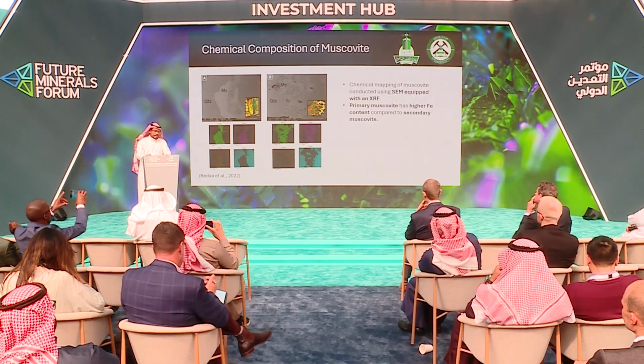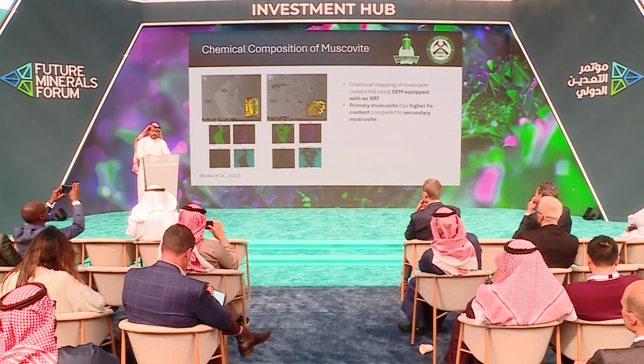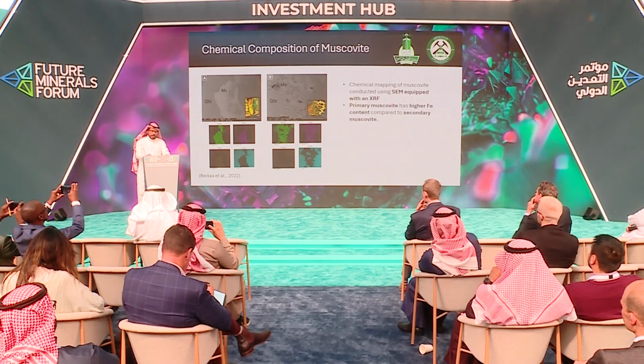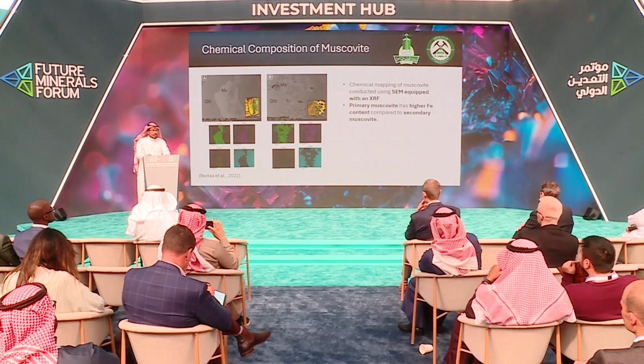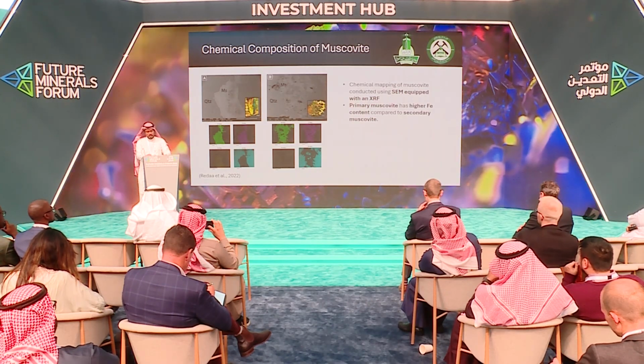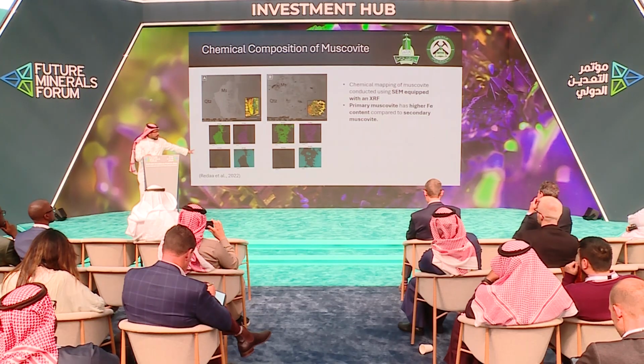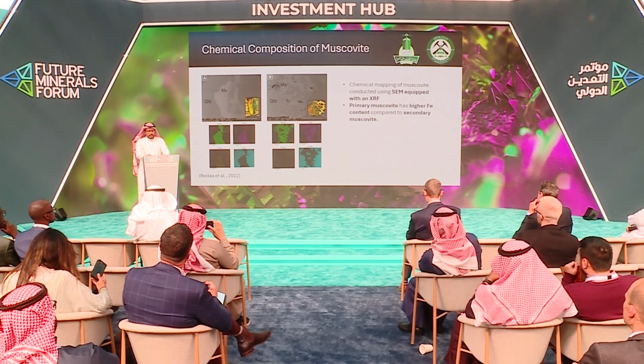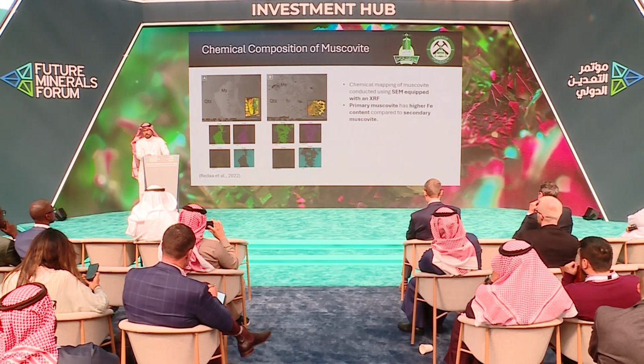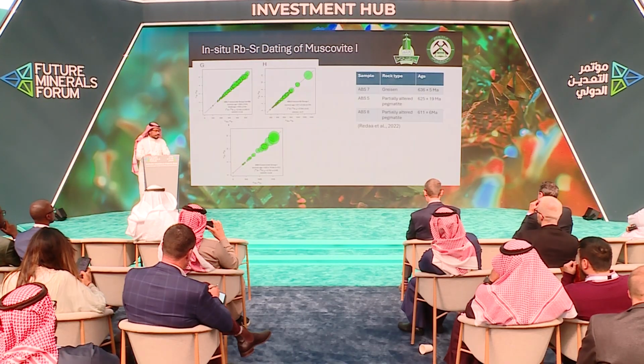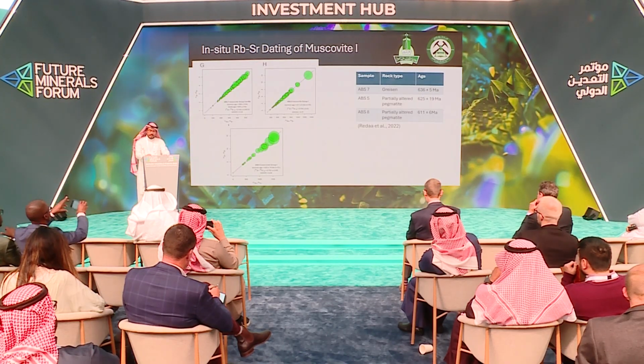We also generated chemical maps for these muscovites using the scanning electron microscope equipped with XRF to investigate the chemical differences between these phases. The elemental map showed that here at the bottom, the primary muscovite has higher iron content compared to the secondary muscovite. Here is the result of the age dating.